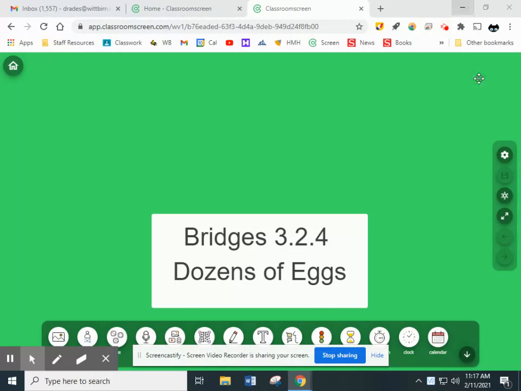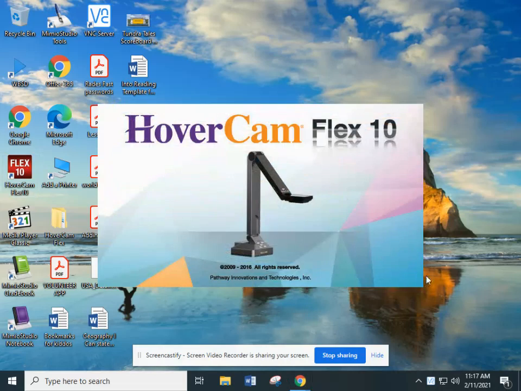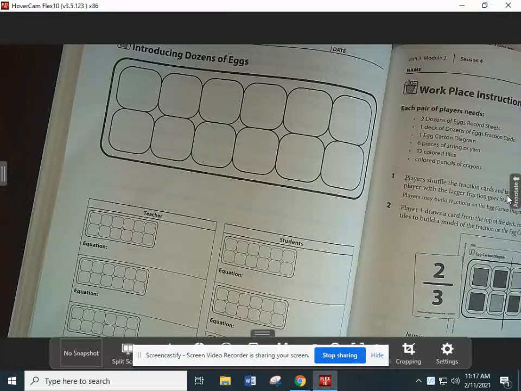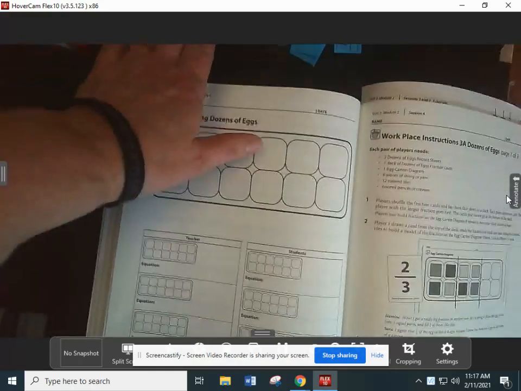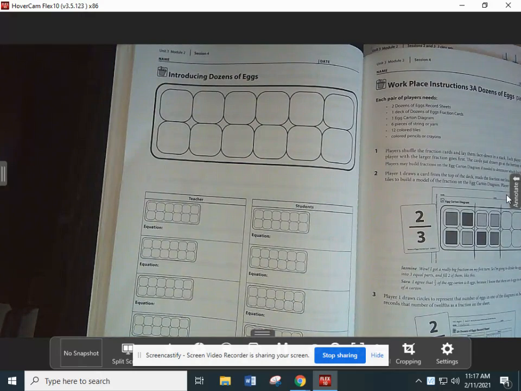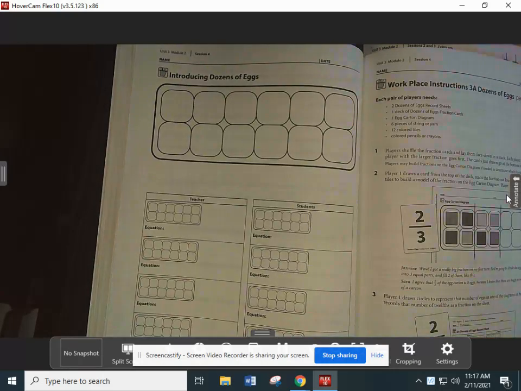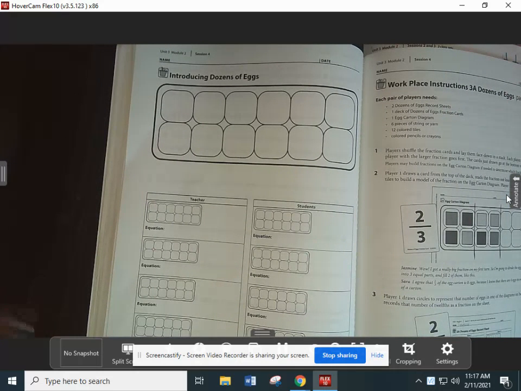Please turn to 104. I'm sorry, you're going to see me go to my doc cam because things closed down on me before. Okay, so this is what page 104 looks like. For those of you at home, I hope you are there. Our game looks similar to this, so I need to talk about our fractions.